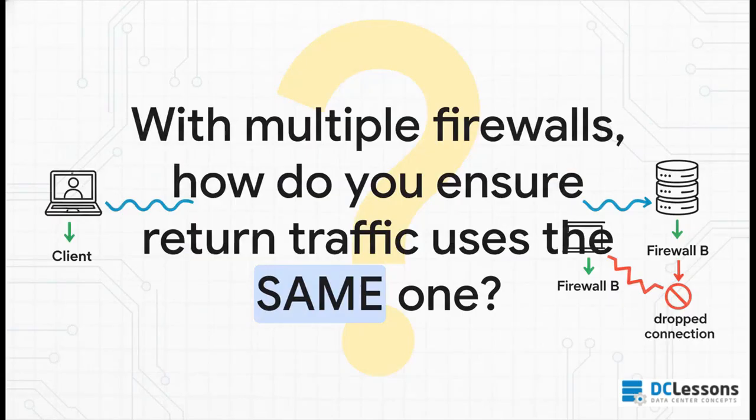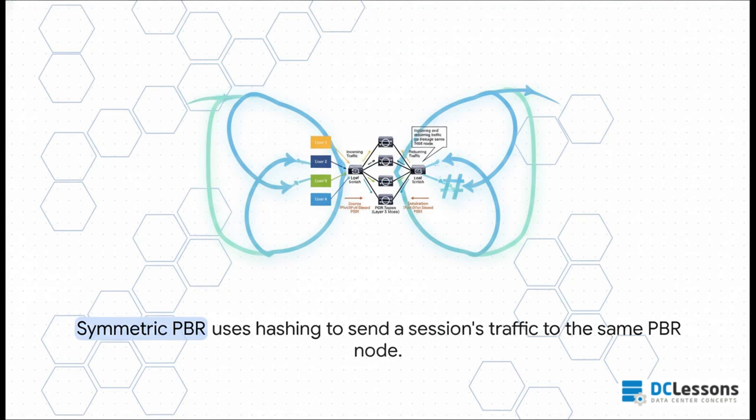So this brings us to a really, really important question. Let's say you've got a couple of firewalls for high availability. When a client sends traffic to a server through firewall A, how do you guarantee that the server's reply comes back through that same firewall A? Because if it comes back through firewall B, that firewall has no idea about the connection, and it's just going to drop the traffic. And the answer is symmetric PBR.